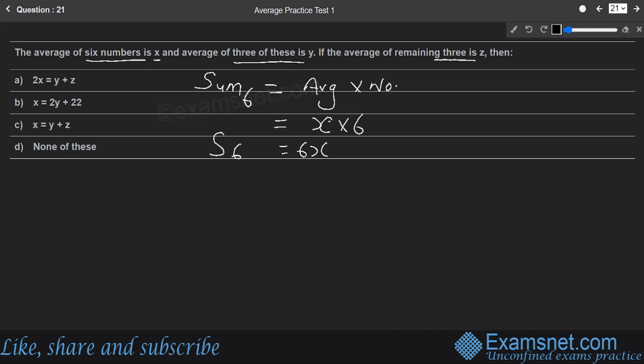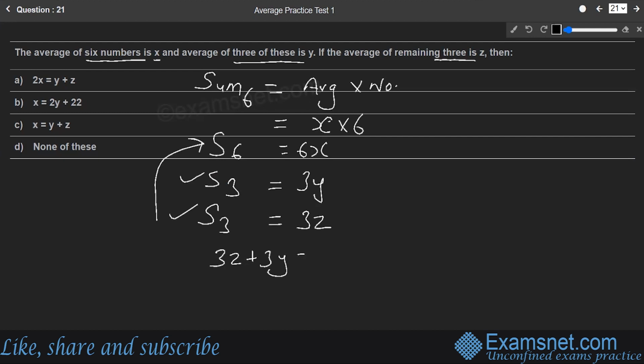They say the average of 3 of these is Y. So the sum of 3 will be 3Y. 3 is the number, Y is the average. If the average of the remaining 3 is Z, then the total will be 3Z. So the connection is that the sum of 3 plus the sum of 3 should be equal to the sum of 6. So if we do it like that, 3Z plus 3Y should be equal to 6X.